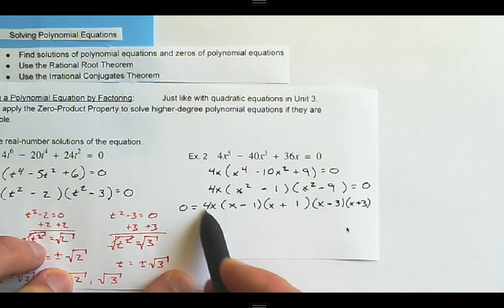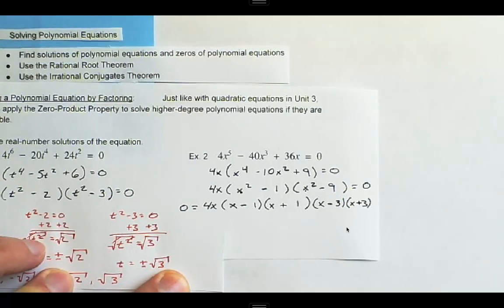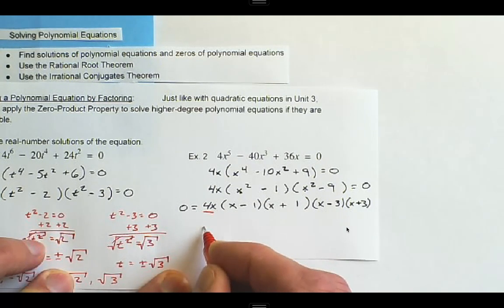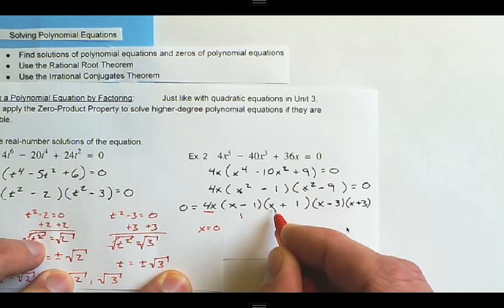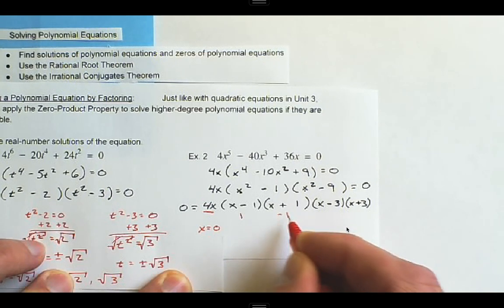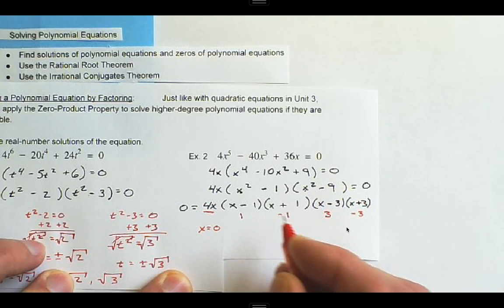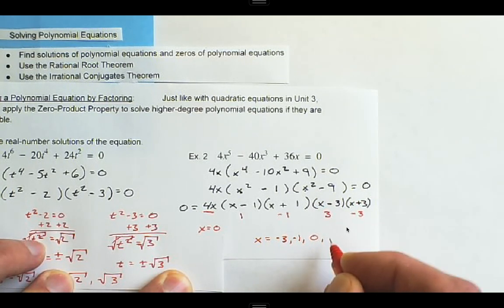And in this case, what would make this part be 0? What would make the 4x become 0? That would be 0. So x would be equal to 0. What would make this binomial 0? 1. What would make this binomial 0? Negative 1. That would be 3, and that would be negative 3. So our solutions for this are x is equal to negative 3, negative 1, 0, 1, and 3.